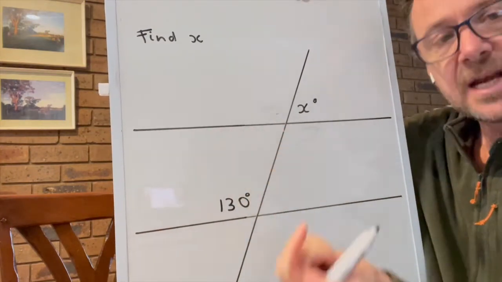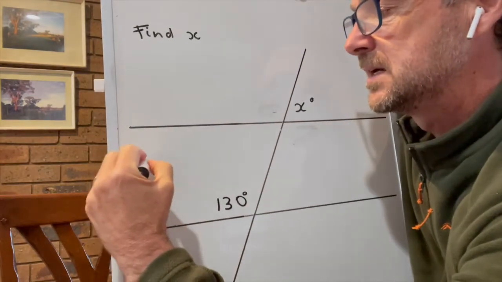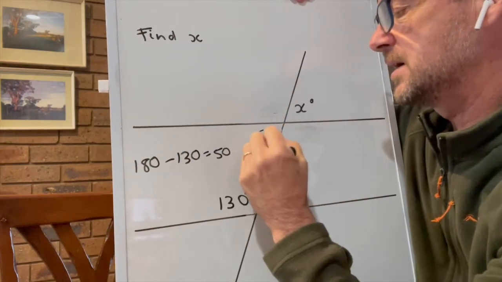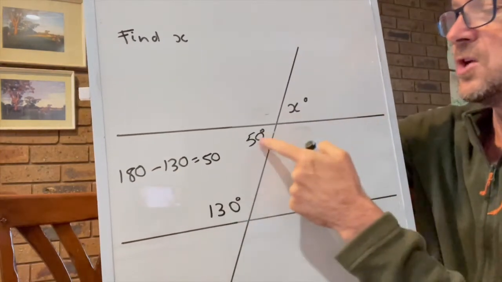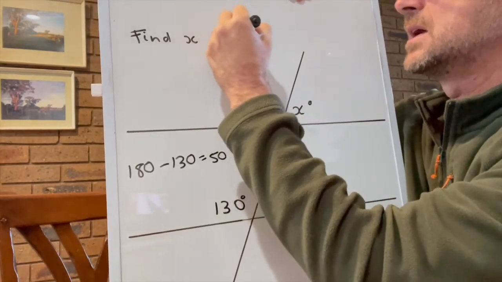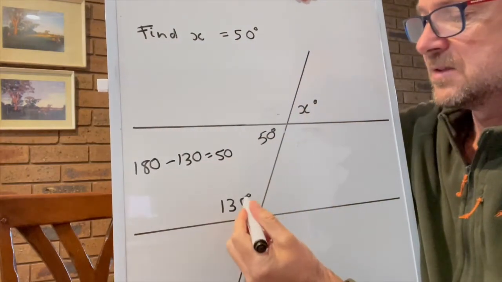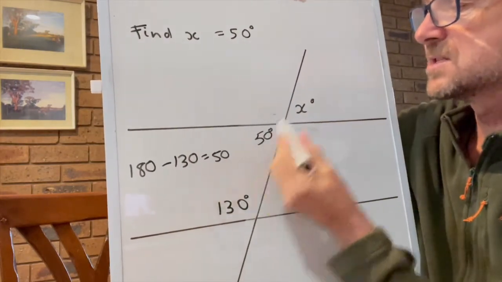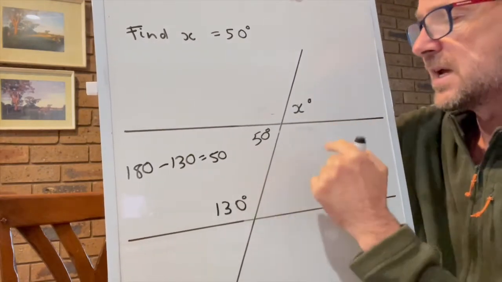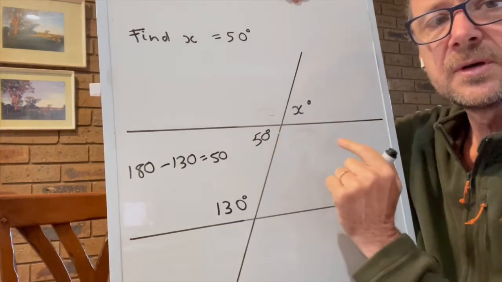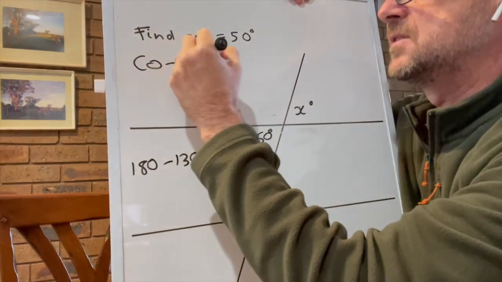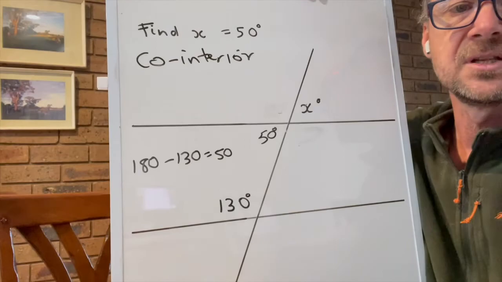And so co-interior has to add up to 180, so it's 180, take 130. It's going to leave us with 50, so our angle in here is 50 degrees, and then we can use vertically opposite to give us our x. So x equals 50 degrees, and our reason would be that the co-interior angle will give us the vertically opposite angle of x. The other explanations also work, but this is the best choice out of those ones, okay? So we want to use that co-interior definition to solve this particular question.